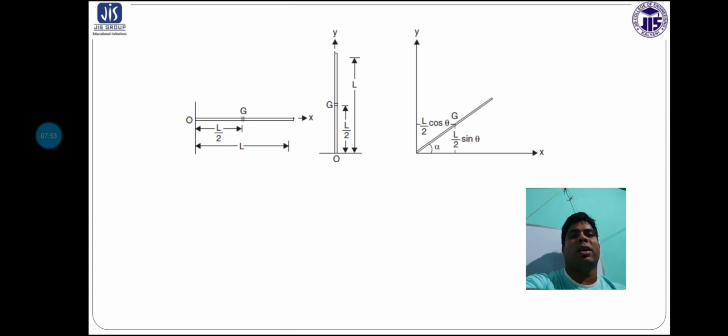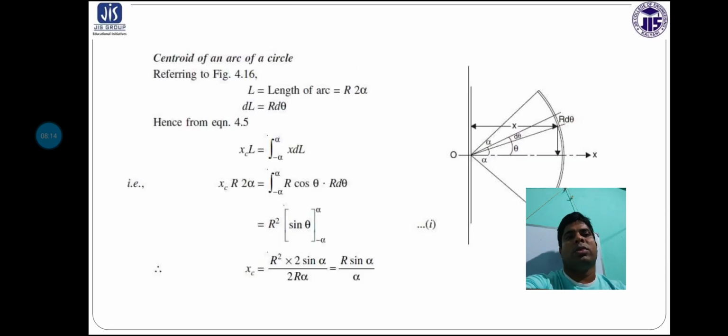And this is the diagram where, if I consider one line with some tangent with some resultant value, we can get the angle theta, and also the center point can be located by the application of the coordinate system. Now, centroid of an arc of a circle.